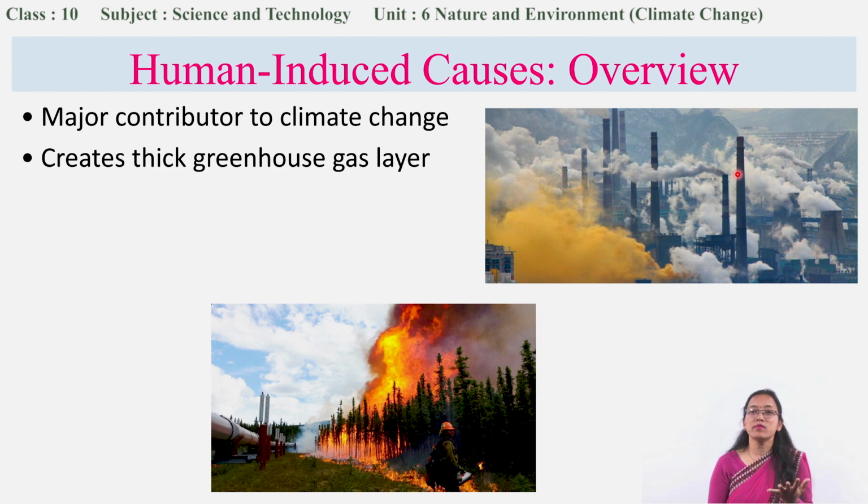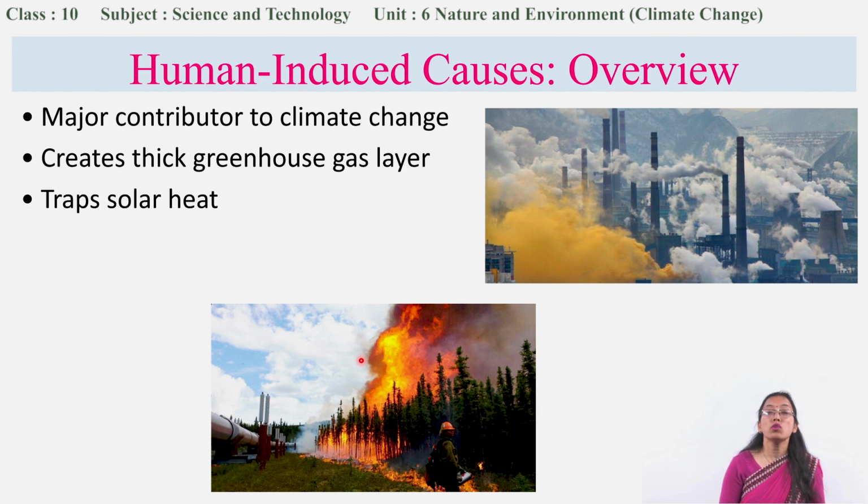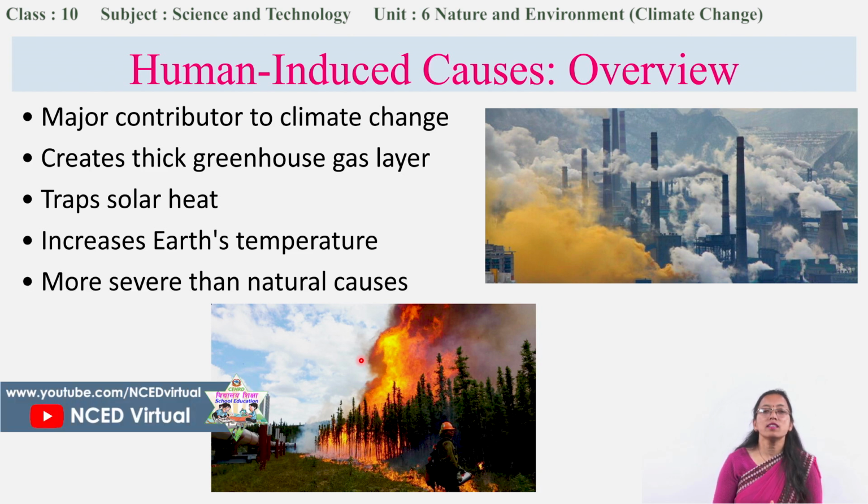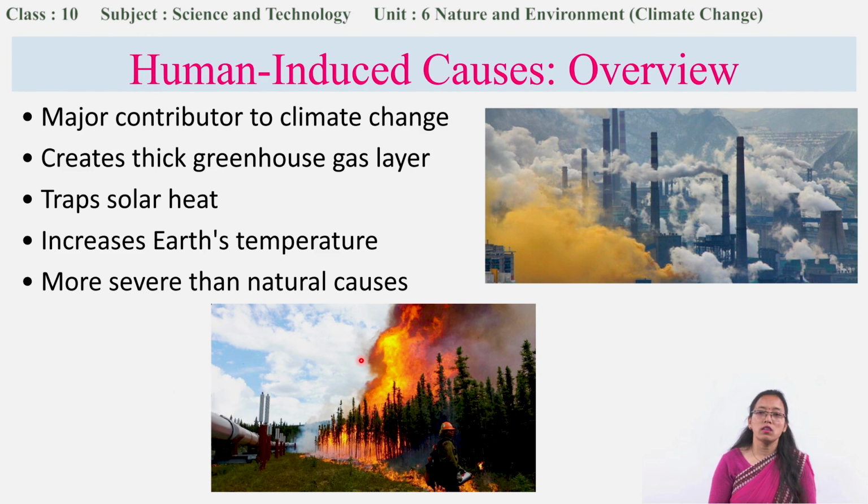That's just like CFC, carbon dioxide. Those are released because of human activities, like from industries, transportation, even from firing. Those are forming a thick layer of greenhouse gases that also causes climate change and traps solar heat. If there is more greenhouse gases, then more solar heat will be trapped. Because of that, the temperature in the surroundings will increase. In this way, these human-induced causes are more severe than the natural causes.